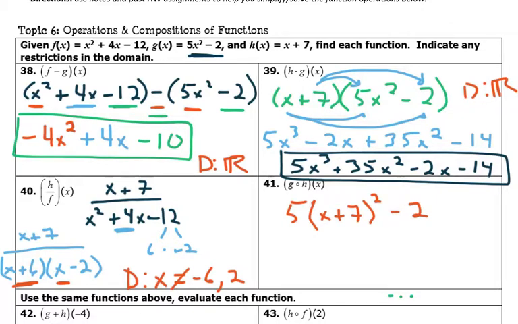x plus 7 times x plus 7. No, we cannot do this. This is not a monomial, so we can't use our power rules there. We have to do x plus 7 times x plus 7. We have to FOIL it. Once you're done foiling it, you will end up getting 5 times x squared plus 14x plus 49.